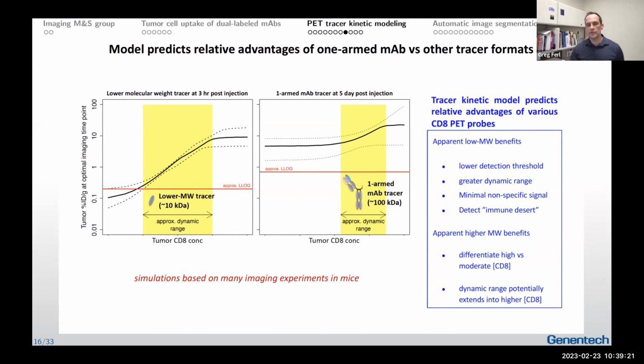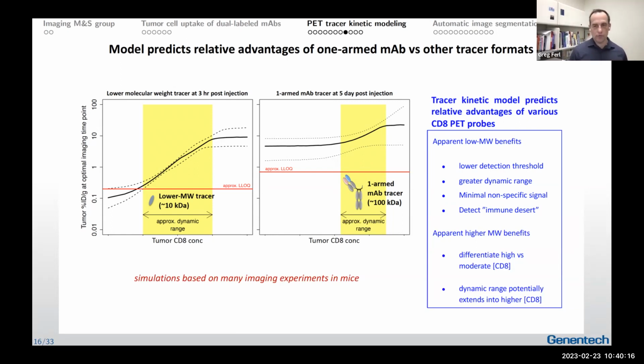Basically, the free tracer clears very rapidly from the animal. And so within a matter of a few hours, you're left with mostly tracer that's bound to CD8 in the tumor. This is on a log scale here, so I did not show the values, but this can span 2 orders of magnitude in terms of its dynamic range, being able to actually detect changes in CD8 concentration, whereas the one-armed antibody tracer spans about 1 order of magnitude. So the apparent benefit based on this analysis of the VHH, the low molecular weight tracer, is that there's a lower detection threshold, right? We can detect these so-called immune desert conditions, going back to the very first slide that showed the tissue biopsy, where you have very few T cells in the tumor.